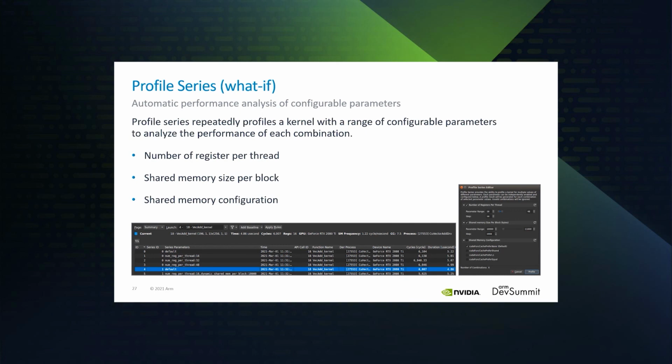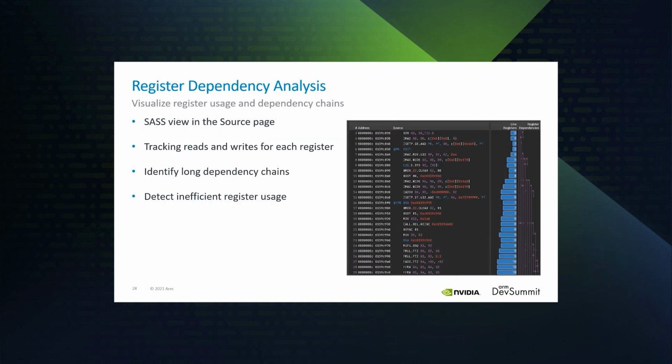The new profile series feature, also known as a what-if analysis, does some automatic performance analysis of some configurable parameters for CUDA kernels. You can set things like the number of registers per thread, the shared memory size per block, and the shared memory configuration for the device. Then the profile series analysis will automatically run through the permutations of those various settings to find the specific configuration that gives the best performance. Historically, people would do this by hand using spreadsheets and calculating the permutations to try, but now it's built directly into Nsight Compute.